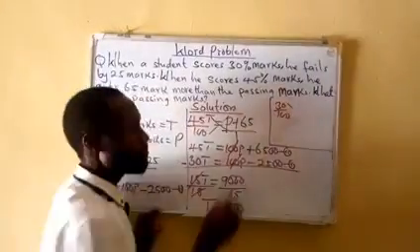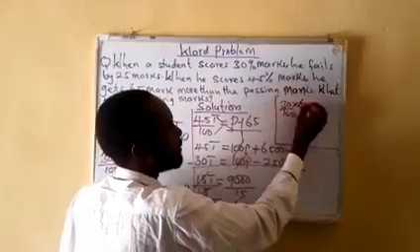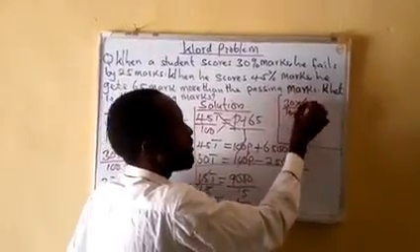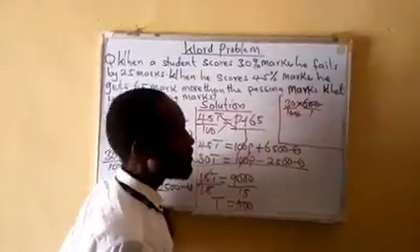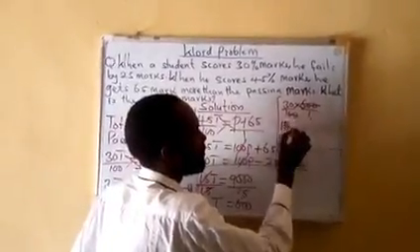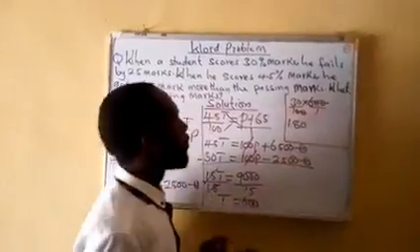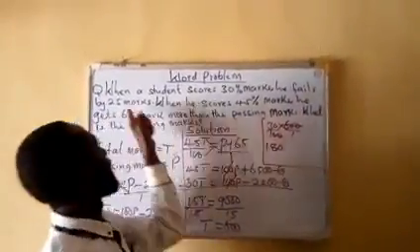30 over 100 times the total marks. Our total marks is now 600. So over 1. These two zeros will cancel these two zeros. We are left with 30 times 6. 30 times 6 will give us 180. So 180 here. So when he gets this, he will fail by 25 marks.